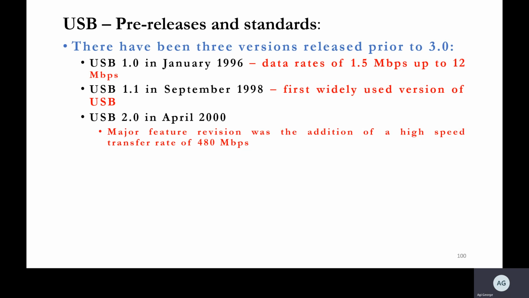Now in 3.0, the speed increased very much further. In 2011, USB 3.0 was released, and it had a speed of about 5 gigabits per second. Currently USB 3.1 has 10 gigabits per second. USB 3.0 is also known as the SuperSpeed device. Then the 3.1 and 3.2 versions came in 2014 and 2017 respectively. They had 10 and 20 gigabits per second speed, and they are known as SuperSpeed Plus.